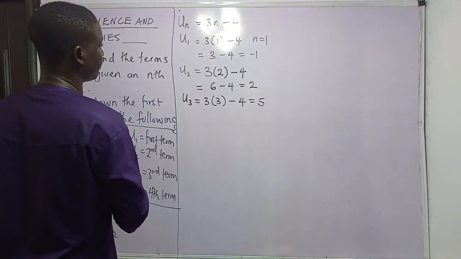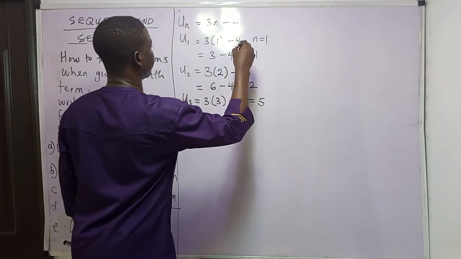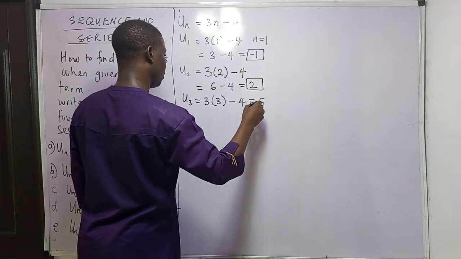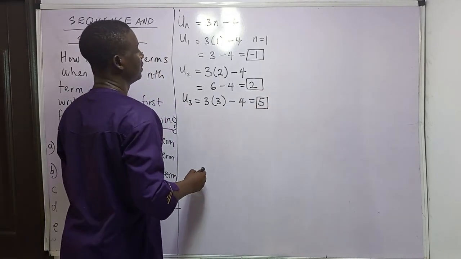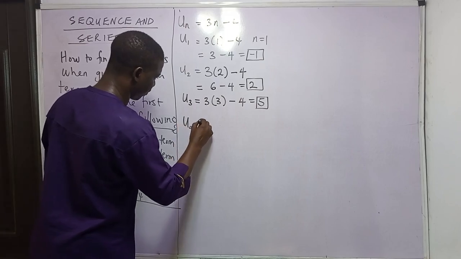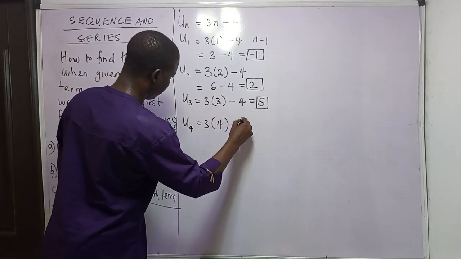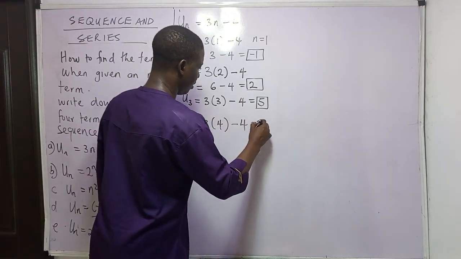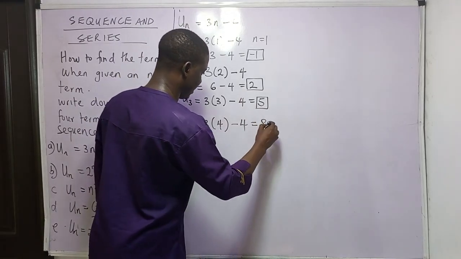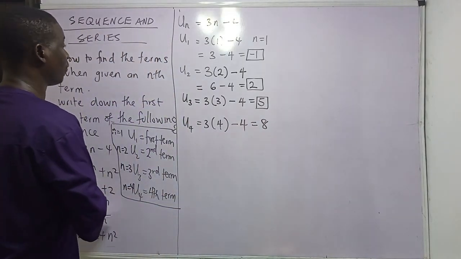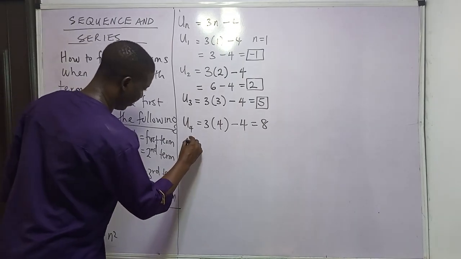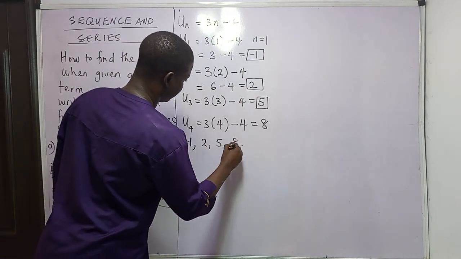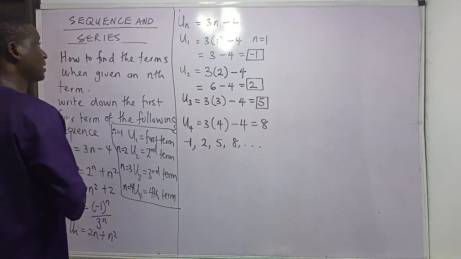So we go to the next one. When n equals 4, don't forget the first answer was minus 1, second answer 2, third answer 5. Now the fourth one, the last one, is 3 into bracket 4 minus 4. 3 times 4 is 12, 12 minus 4 is 8. So we have gotten our first answer: minus 1, 2, 5, 8. These are the first 4 terms. So we have answered that first one.